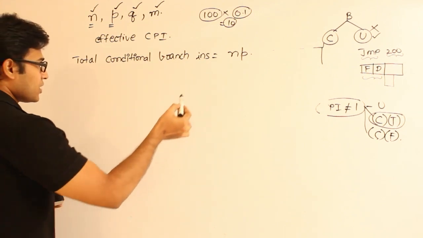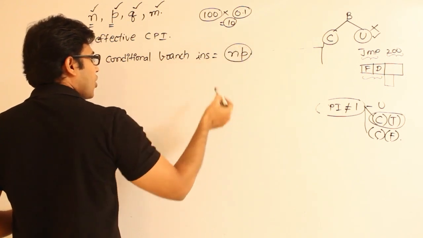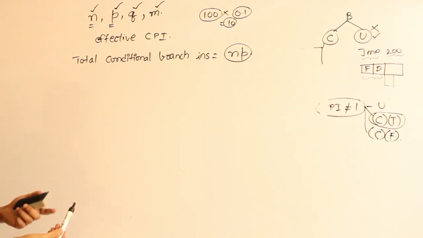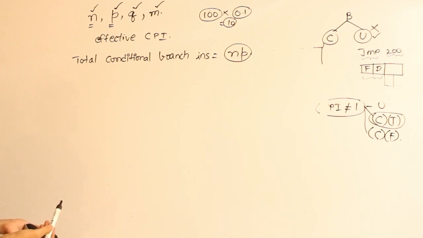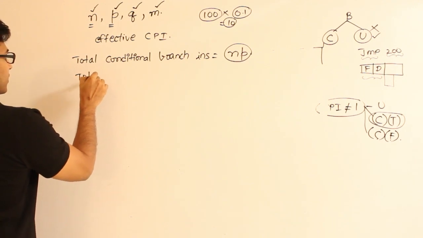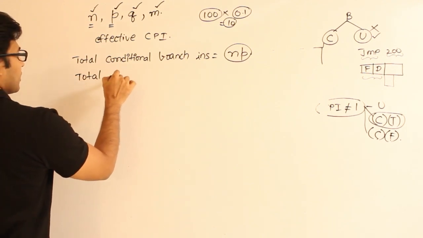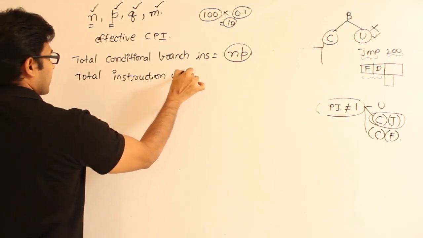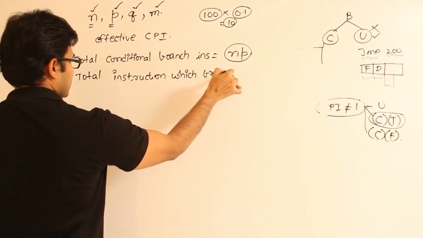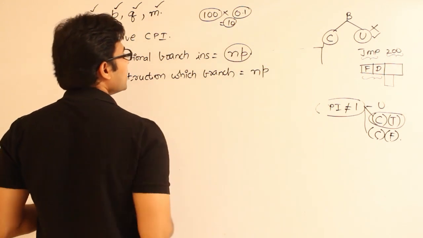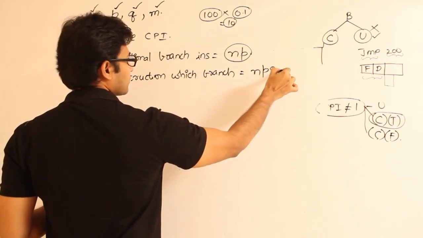Now, if this is the total number of conditional branch instructions, how many of them will lead to a branch? They will lead to a branch only when the condition happens to be true. And when will the condition happen to be true? The probability is q, right? Therefore, the total instructions which branch is going to be n into p into q. Got it?